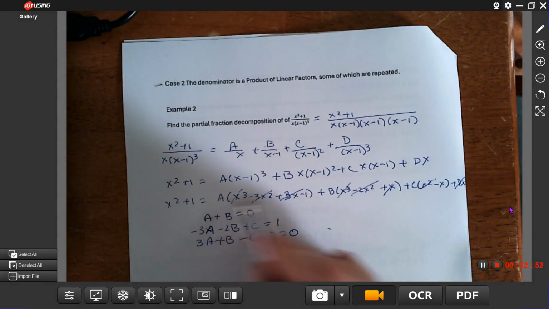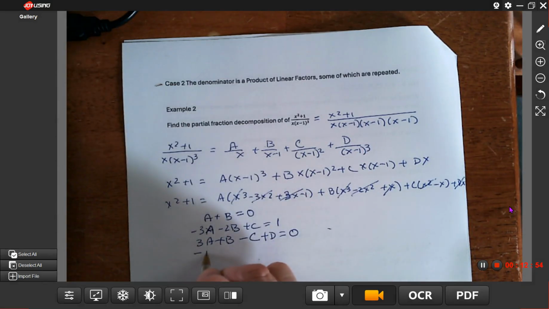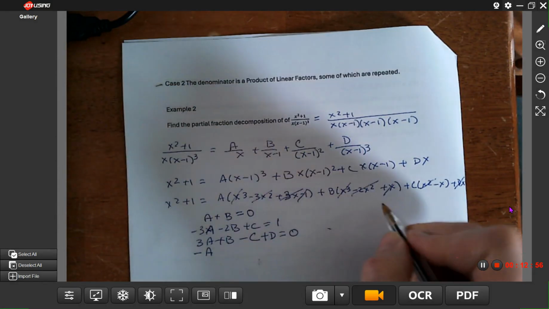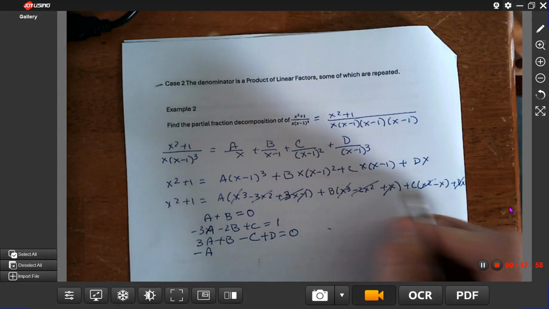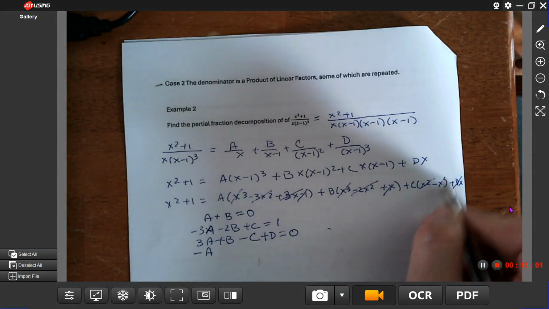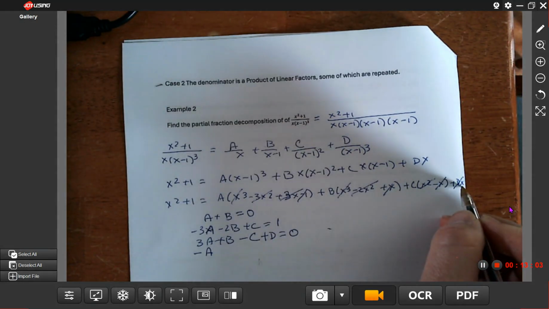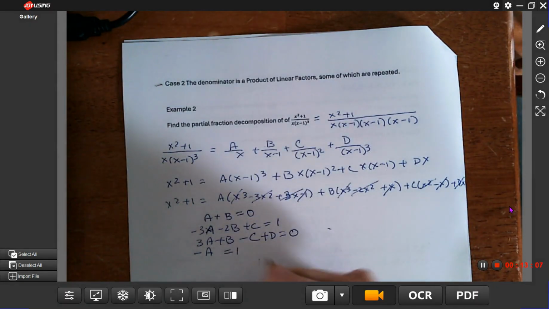And lastly, the constant terms. So I have a times negative 1, so negative 1a. That took care of that one. I don't have a constant term there. We used that one and forgot to cross it out, and there's no constant term there, so negative a equals 1. So again, I'm going to solve this in my calculator.